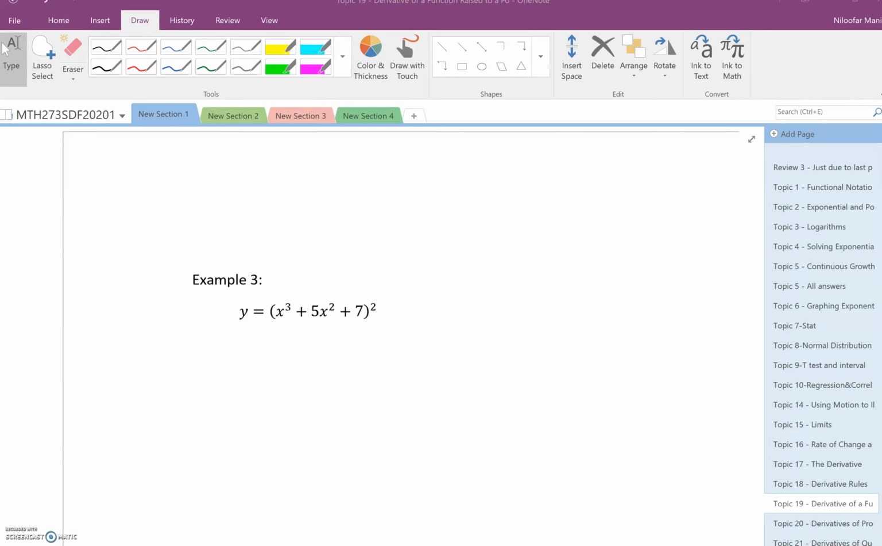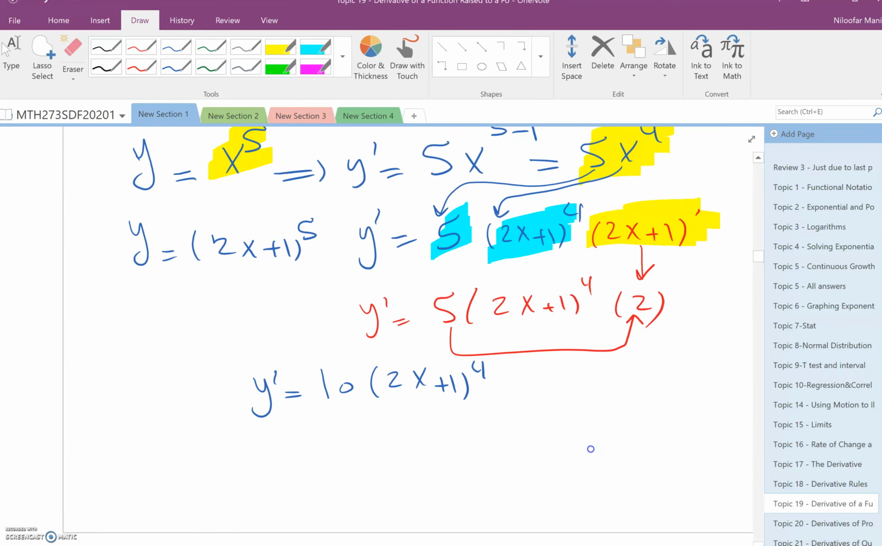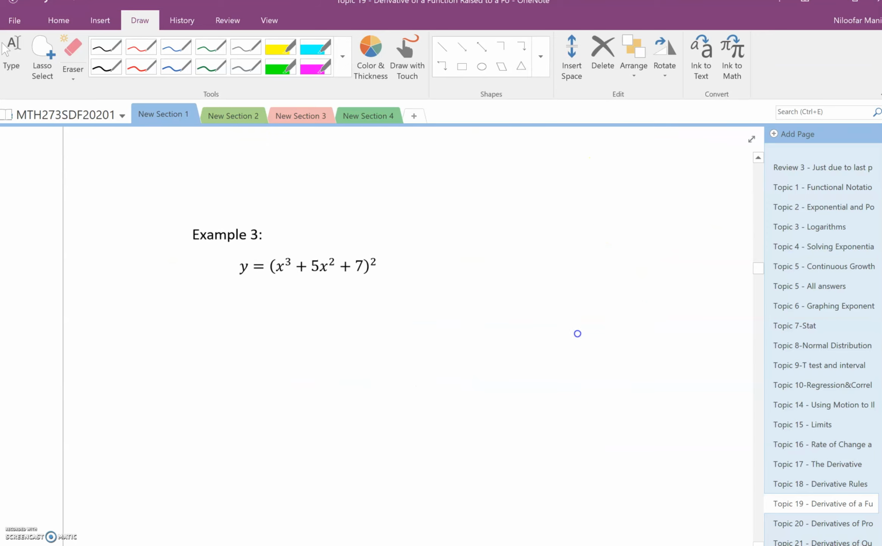Hi again, I continue on the lesson. So it's the last question here, so I continue here. Here I have y equal another function squared. I try to do it step by step for all of them.